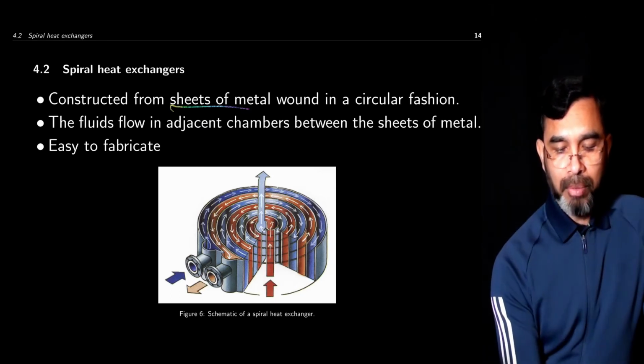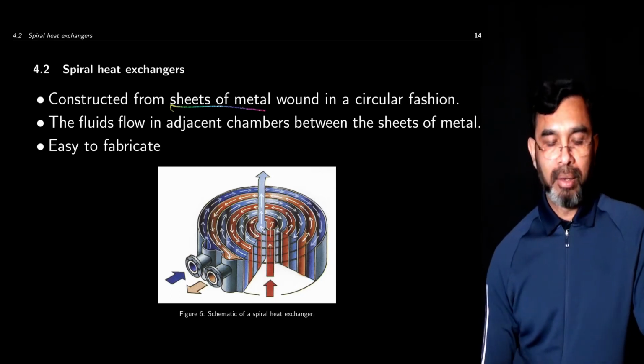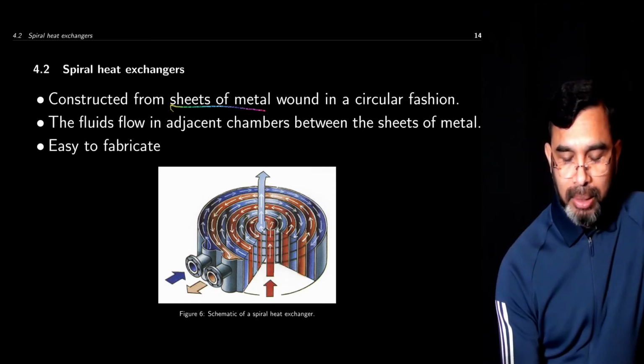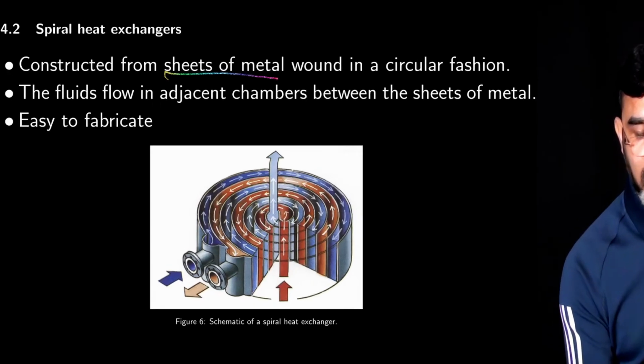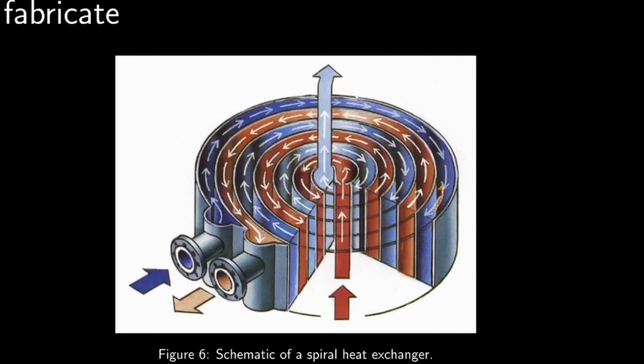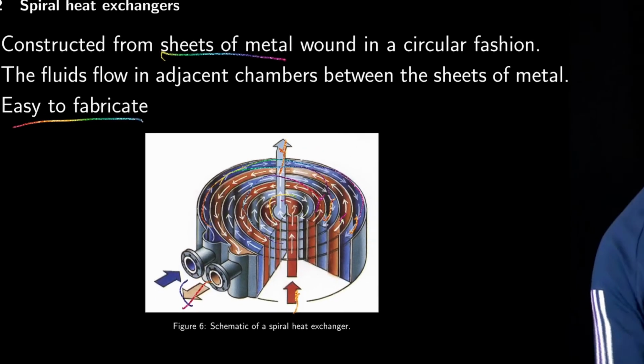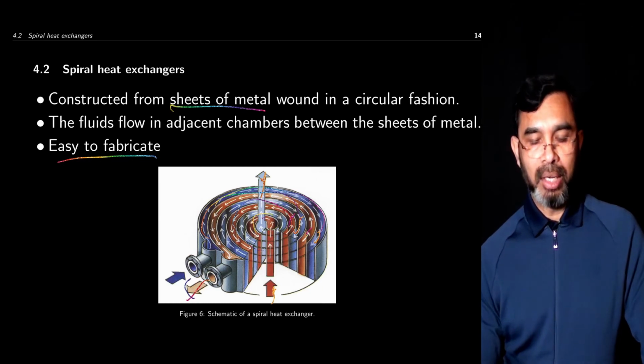Next, the spiral heat exchanger. These are constructed from sheets of metal wound in a circular fashion. So you can see here there are chambers for hot and cold liquid alternatively. This one is for the cold one, this one is for the hot one, this one is for the cold one, this one is for the hot one, and it's constructed in a way that the cold liquid goes through the stream and comes out. For a countercurrent flow, the hot stream is coming from there and passing through each of these spiral sections and coming out from here. So these are some constructions of the spiral heat exchangers. Again, these types of heat exchangers are easy to fabricate, and that's why they are used in many operations.